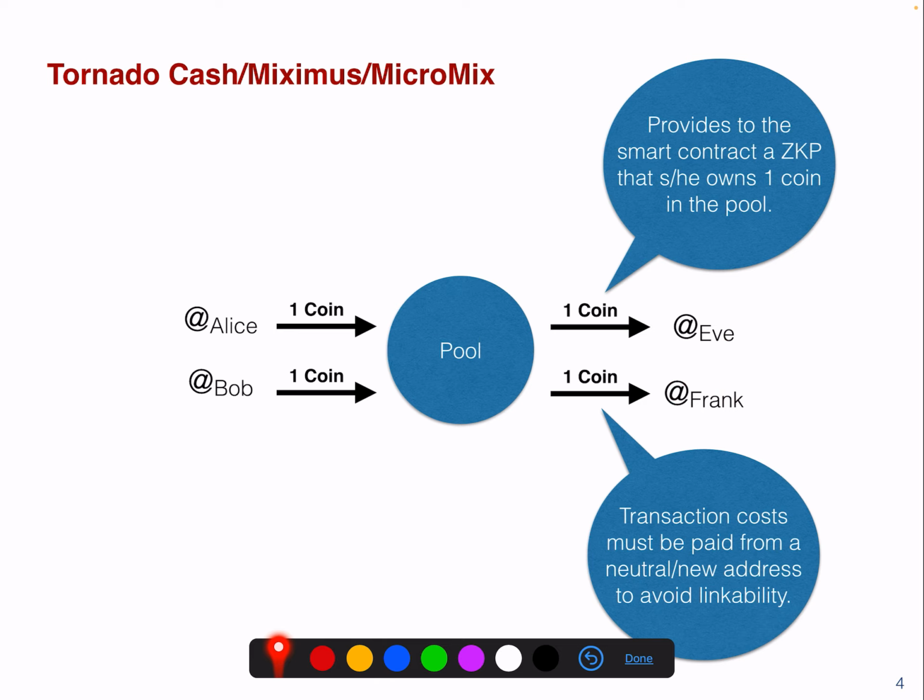What's important for practical purposes, however, is that the transaction costs must be paid from a neutral or new address to avoid linkability. Right? So the transaction costs on Ethereum, for example, cost gas. This needs to be paid in Ether. So where do you get this from? One practical approach would be to use so-called relayers that you can find on the Tornado Cash website.